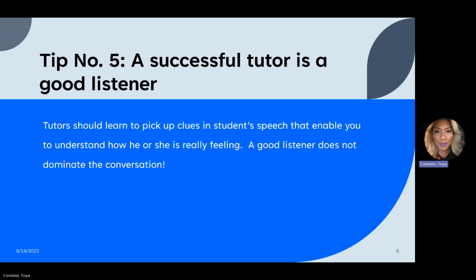So while you may be an expert in the content area and an older individual with more knowledge as far as it pertains to academic and personal development, that does not mean that your expertise should dominate the conversation. Again, being a good listener is part of being a successful tutor.